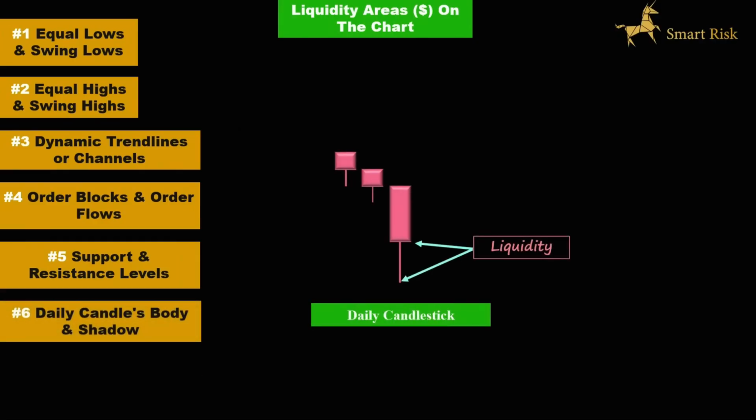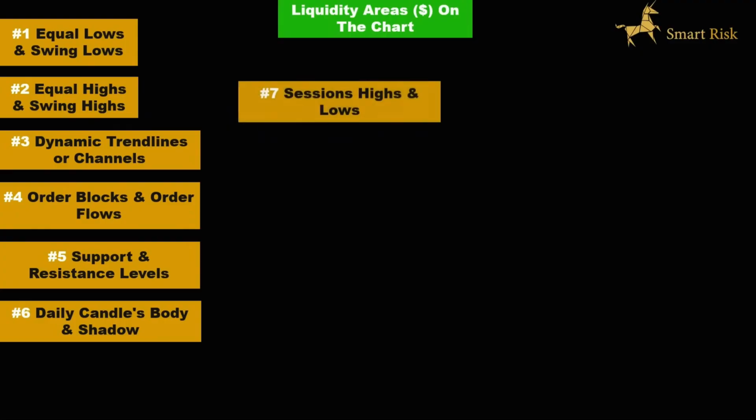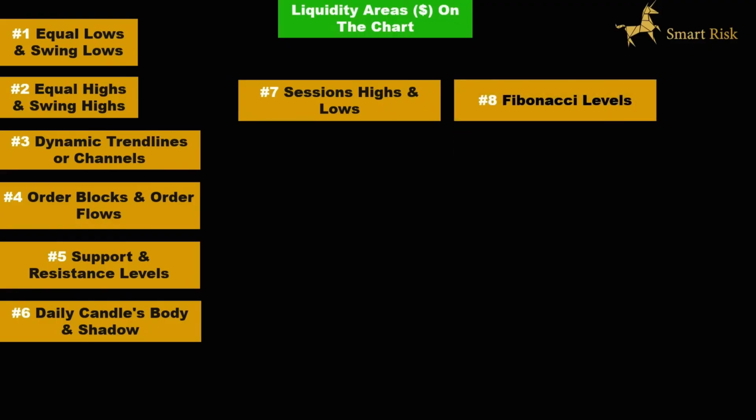Daily candles body and shadow. Liquidity can be present near the body or shadow of daily candles, as these areas reflect price rejections and trading activity. Session highs and lows. High and low points of trading sessions can represent liquidity zones due to increased trading activity and participant involvement. Fibonacci levels. Traders often look for liquidity around key Fibonacci retracement or extension levels, as these levels are commonly monitored and traded by traders. Now let's switch to the real chart and see some examples of liquidity on the price chart.